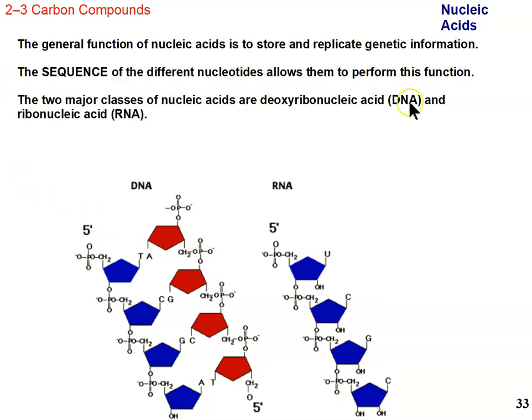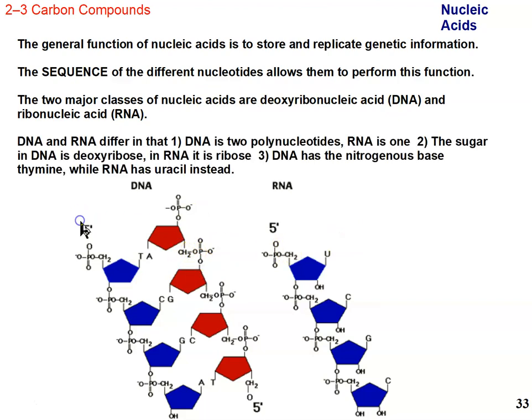The two major classes are DNA and RNA. DNA and RNA are different in 3 ways. DNA is 2 polynucleotides, whereas RNA is 1. You can tell that from the diagram here: two polynucleotides linked together, while RNA is only 1 polynucleotide. The sugar in DNA is deoxyribose. You can't tell from this diagram, but the sugar making up DNA is deoxyribose, and the sugar making up RNA is ribose.